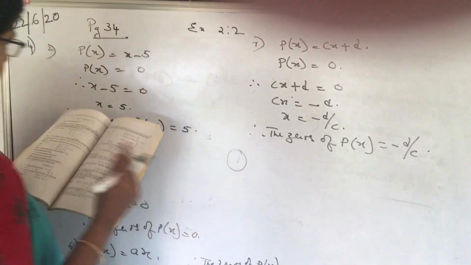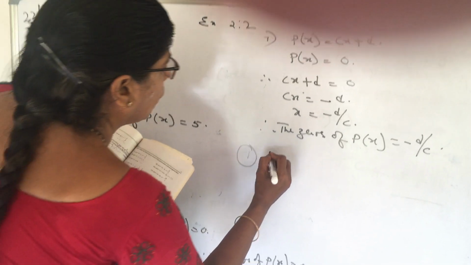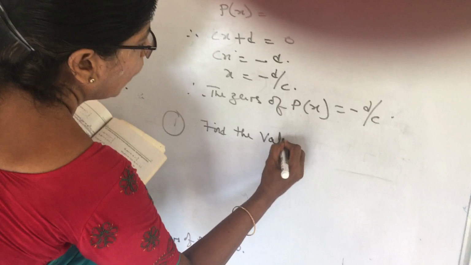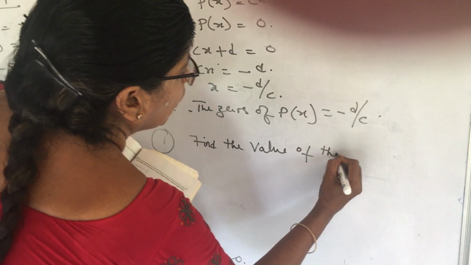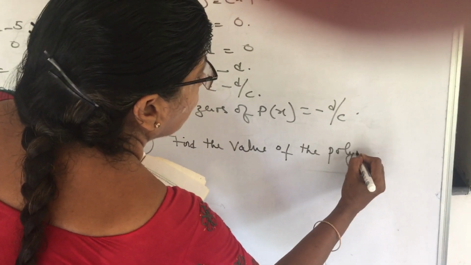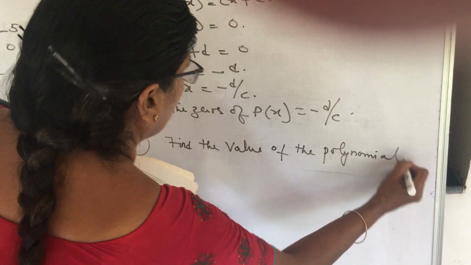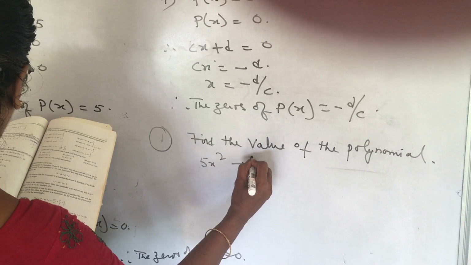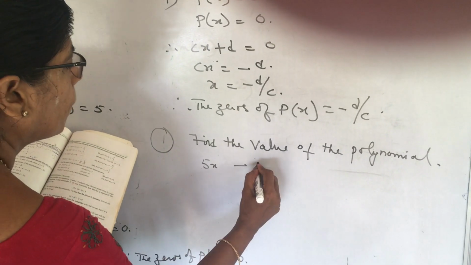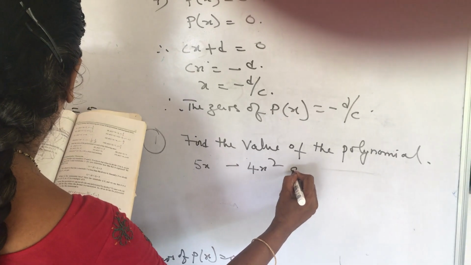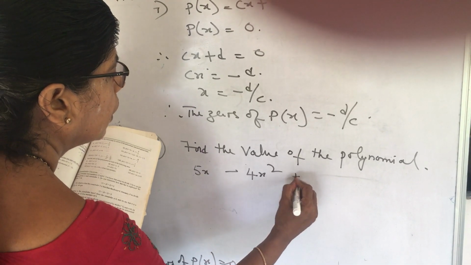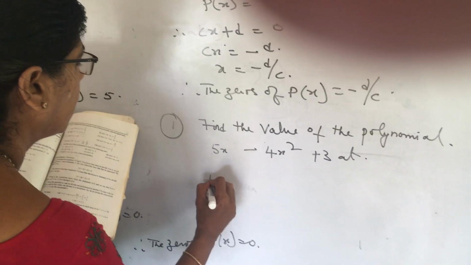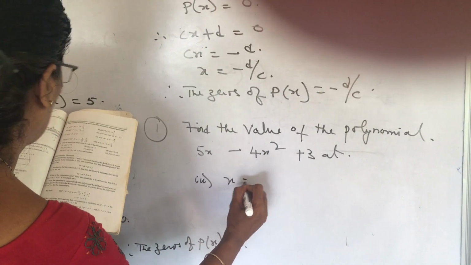First question. Find the value of the polynomial 5x square minus 5x minus 4x square plus 3 at, third bit, x is equal to 2.